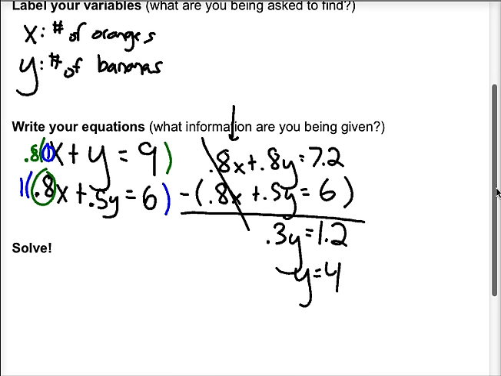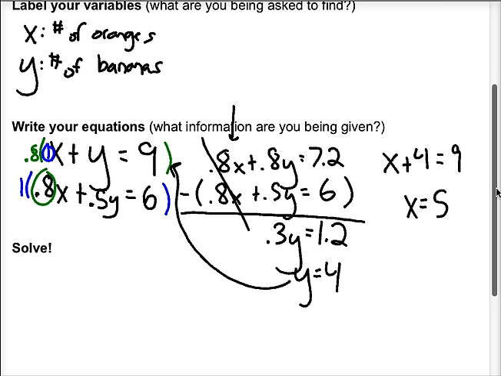I need to take that and put that back into one of my original equations. So, I'm going to plop it into my original equation, and again, go back to the very original, so just that x plus y equals 9. So x plus y, which we know is 4, is 9. So that means my x is going to be 5.